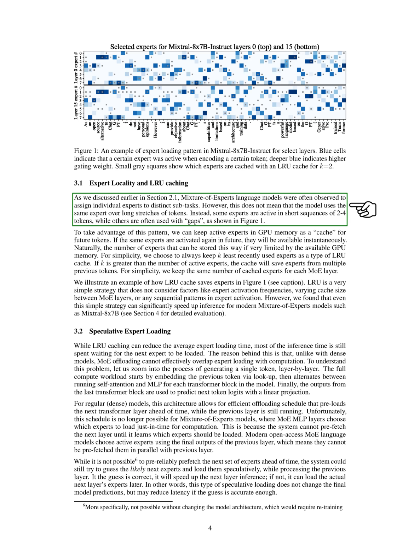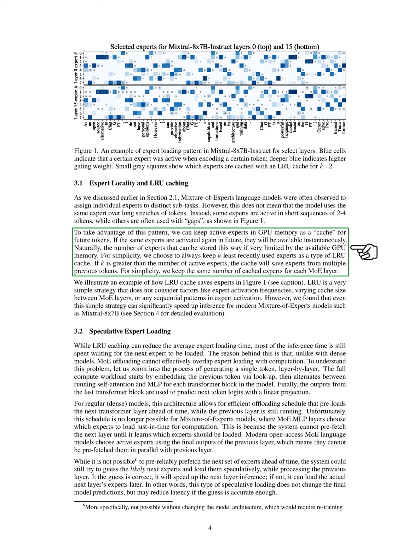Mixture of experts language models often assign individual experts to distinct subtasks. However, this doesn't mean that the model uses the same expert over long stretches of tokens. Some experts are active in short sequences of 2 to 4 tokens, while others are often used with gaps. To take advantage of this pattern, we can keep active experts in GPU memory as a cache for future tokens. If the same experts are activated again in the future, they will be available instantly.